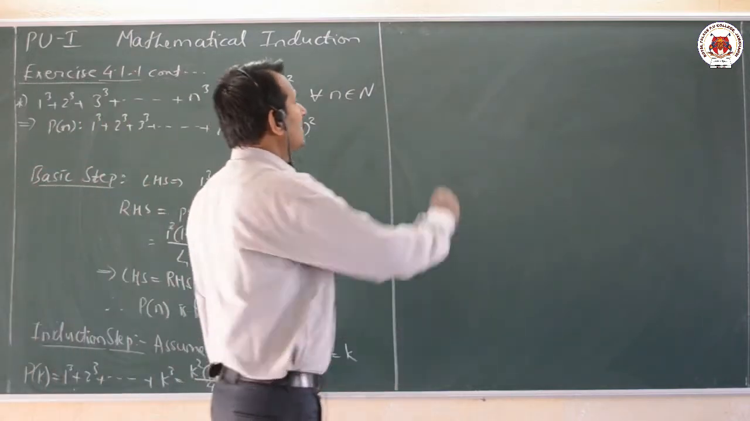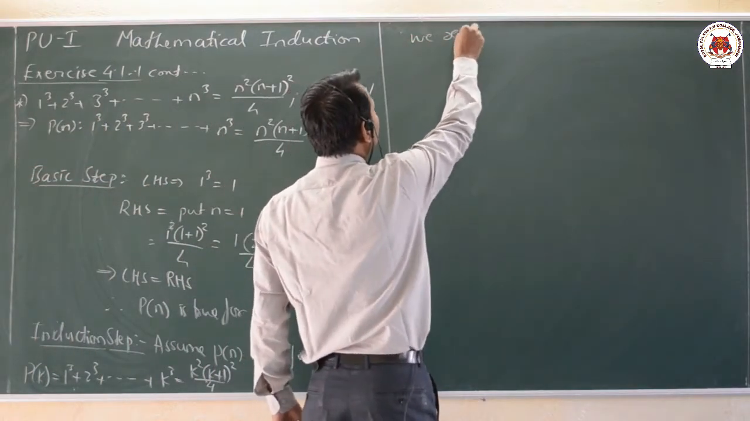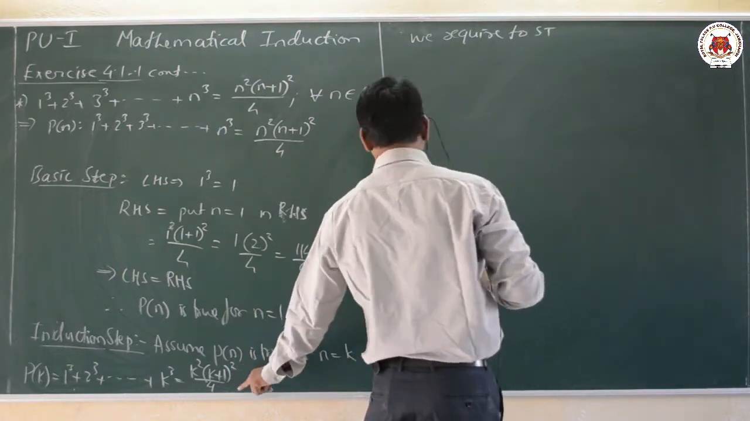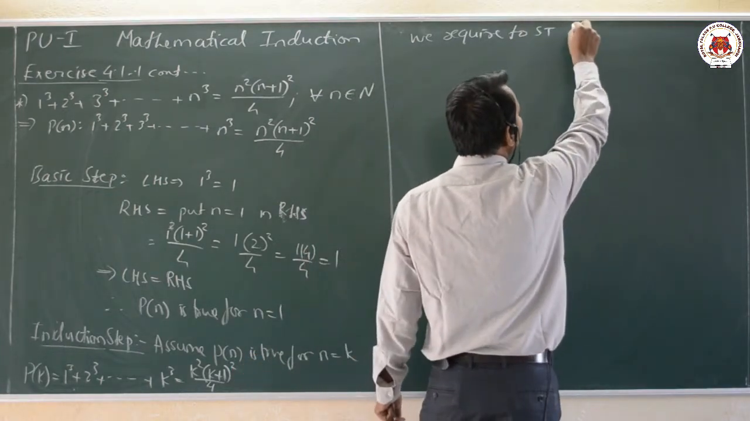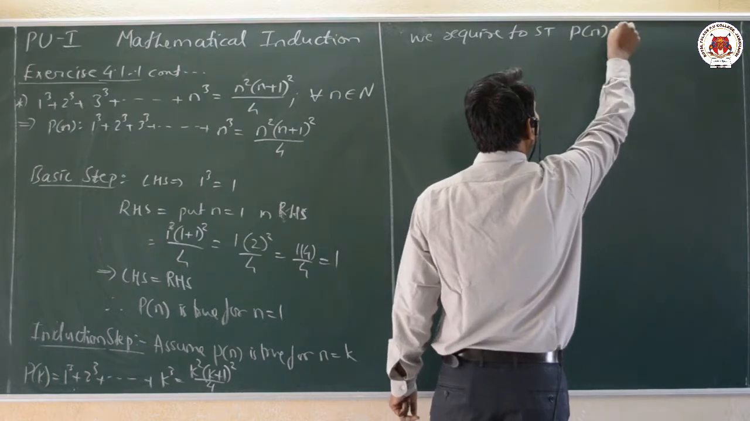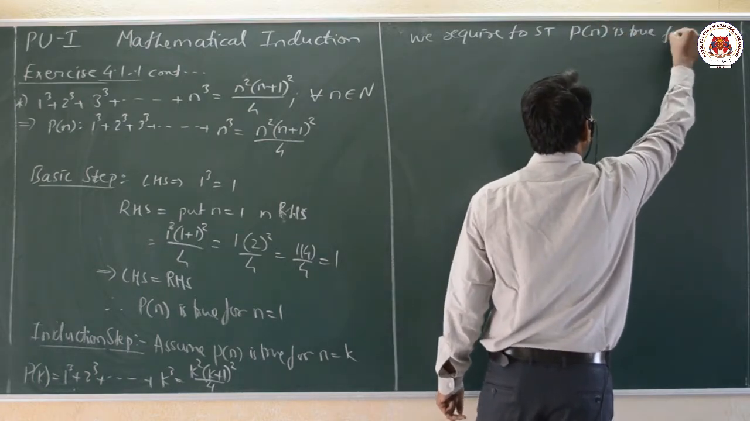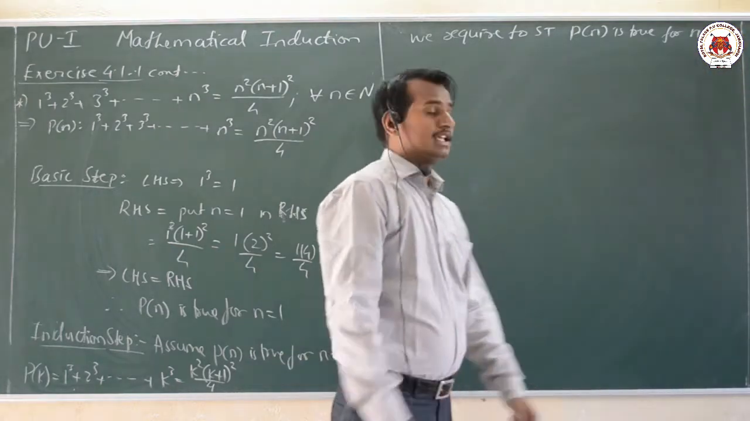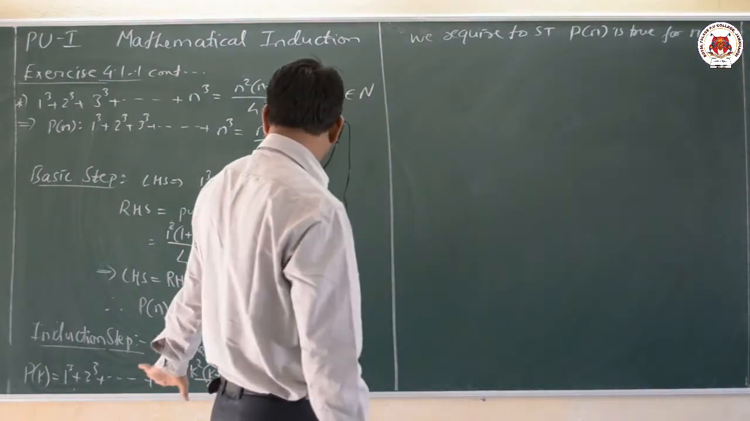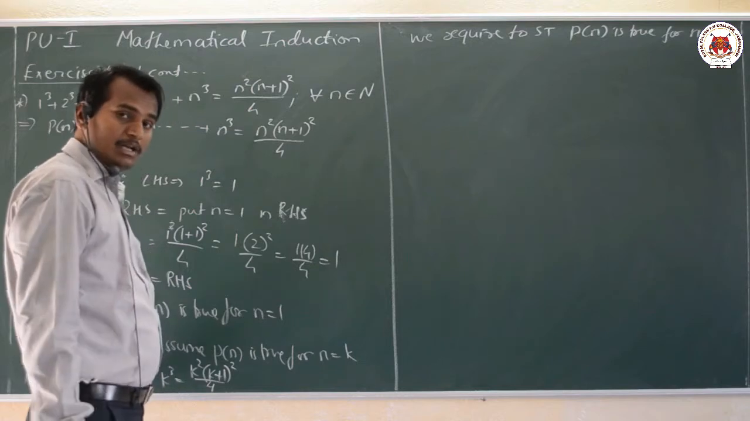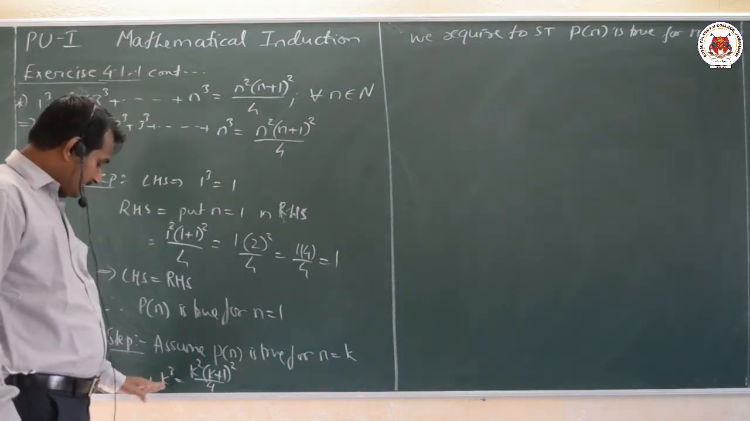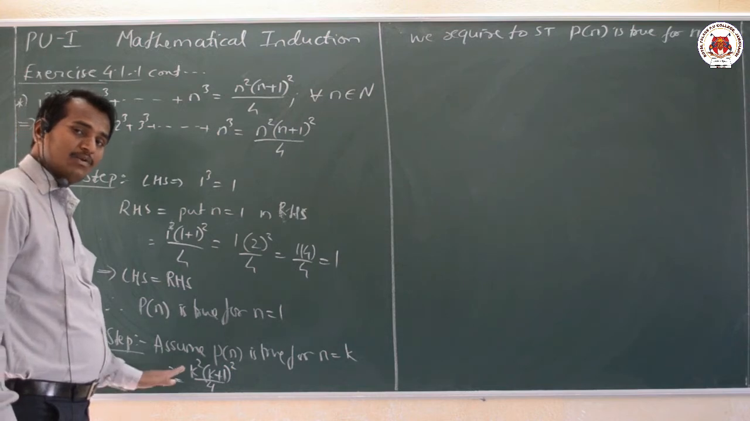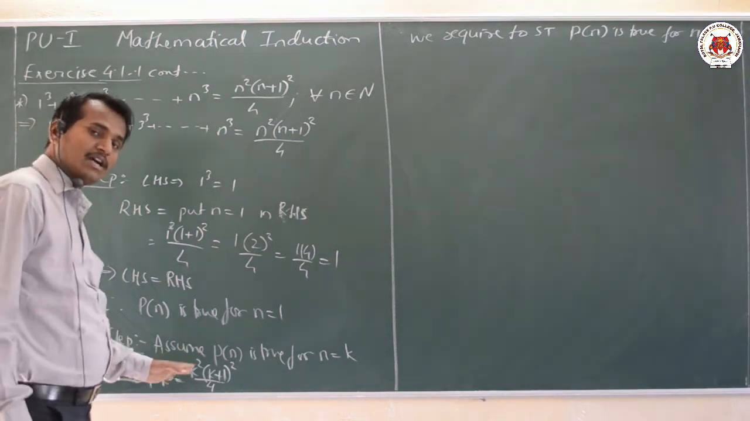After taking this, we are required to show that P of n is true for n is equal to k plus 1. Very simple concept. Now we require to add on both sides of this P of k the next term. After this k cube, which term will come? After k cube, k plus 1 whole cube will come. That particular term I have to add on both sides.